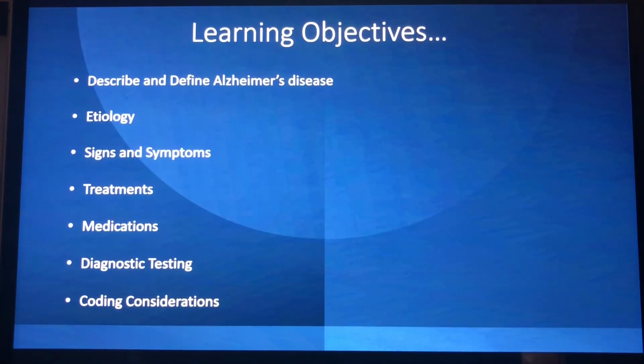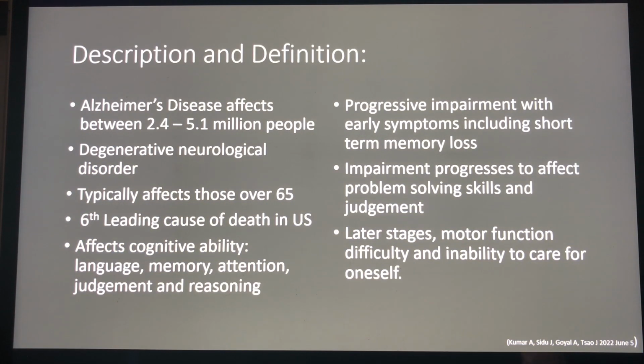Today, we will describe and define Alzheimer's disease, discuss etiology, and review common signs and symptoms of the disease. Equally important are the treatments, medications, and diagnostic testing involved in Alzheimer's disease. Finally, we will review the coding considerations for Alzheimer's disease. First, let's describe and define Alzheimer's disease.